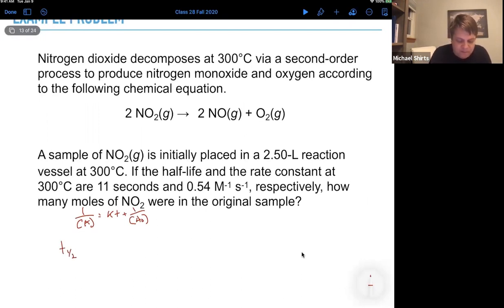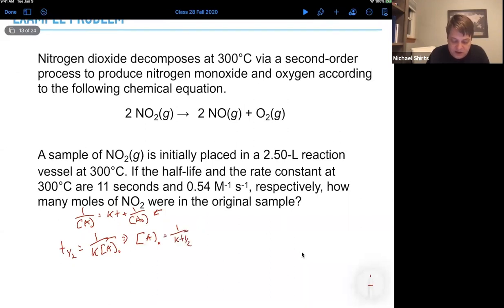So t1/2, again, if we had plugged into this, we'd get the same answer in the end because we're essentially plugging in the half-life. But we already did that in the previous problem. Let's just skip to there. t1/2 is 1 over k A0. We're given the half-life, and we're given the rate constant. So all we need to do is solve for A0. We multiply both sides by A0, the initial concentration, divide both of them by t1/2, and we get A0 is equal to 1 over k t1/2.